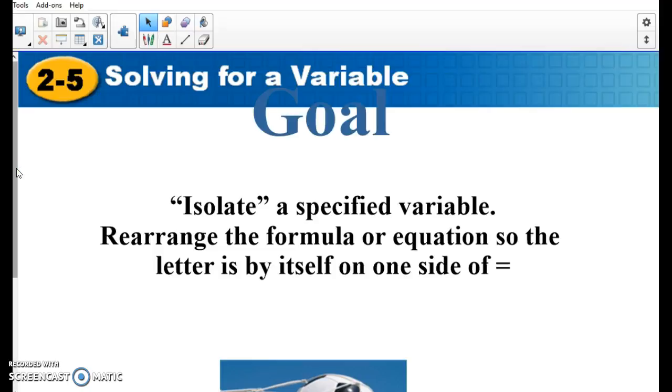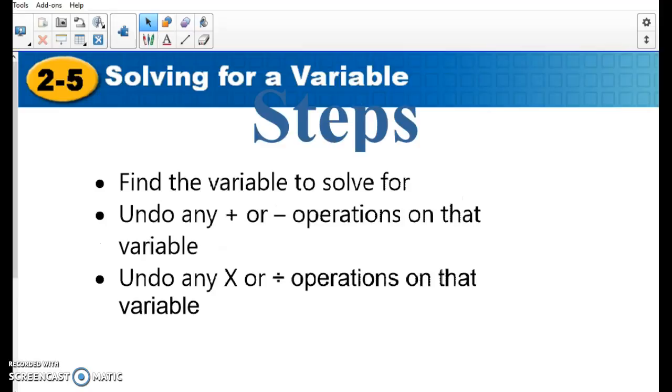A time we would use this is if we're finding the area of a triangle. So base times height divided by 2. But let's say they gave us a problem where we knew the area and we knew the base, but we need to figure out the height. Then there would be a new formula to figure out what the height of the triangle is. So if we know one part of the formula, but not all of them, we would need to solve for just that one variable.